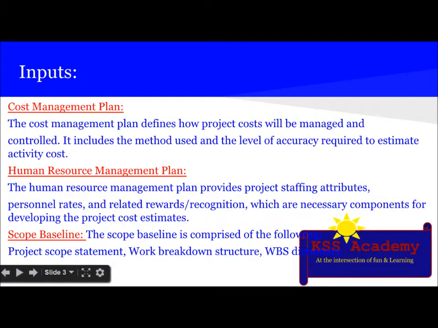So let's see the inputs one by one. The first input is cost management plan, which defines how project cost will be managed and controlled. It includes the method used and the level of accuracy required to estimate activity cost. The next input is human resource management plan, which provides project staffing attributes, personnel rates, and related rewards and recognition, which are necessary components for developing the project cost estimate. Then the next input is scope baseline, which is comprised of project scope statement, work breakdown structure, and WBS dictionary.